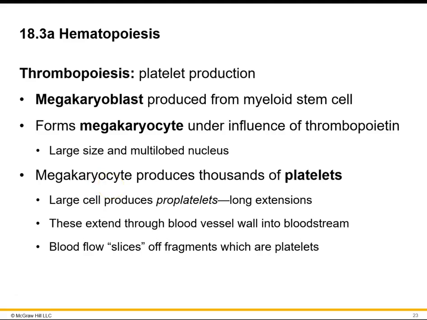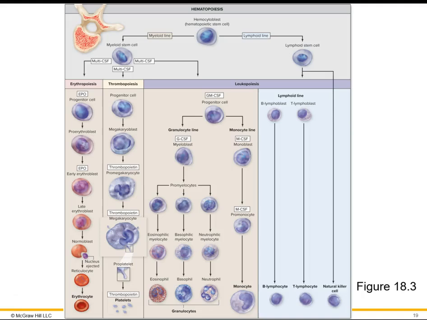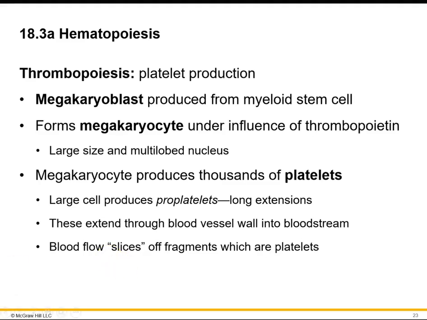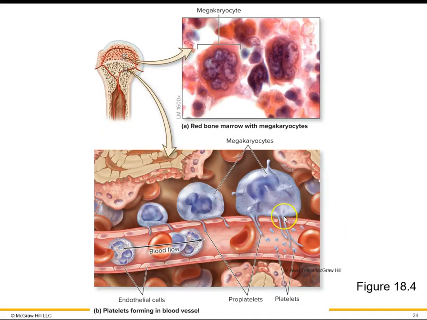Like I said, what they do is they produce these long extensions of the plasma membrane called proplatelets, okay? And these extensions extend through the blood vessel wall, and then the force of the blood rushing by basically shears off these pieces of the proplatelets, and that's what become the platelets. Here's a better image of those proplatelets. You can see them extending through the blood vessel wall, and it's the blood flow itself that's going to basically slice off pieces of those proplatelets, and then at that point they are called platelets.